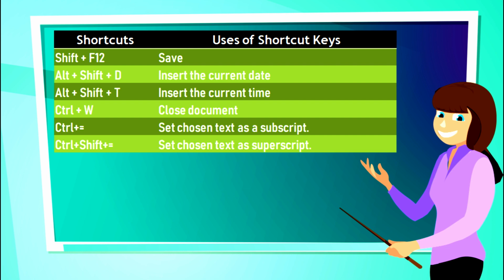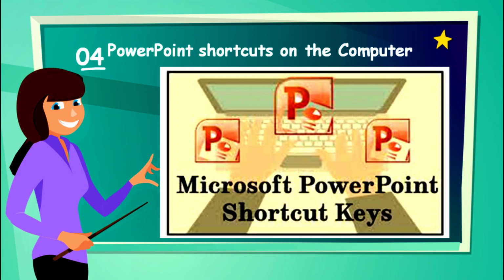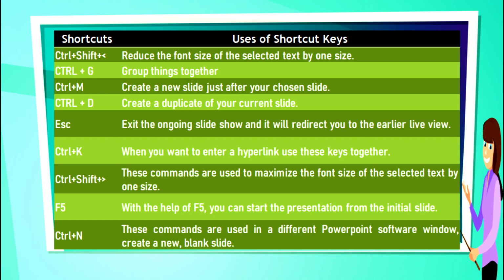Control plus equals, set chosen text as a subscript. Control plus Shift plus equals, set chosen text as superscript. Number 4. PowerPoint shortcuts on the computer. Control plus Shift plus, reduce the font size of the selected text by one size.